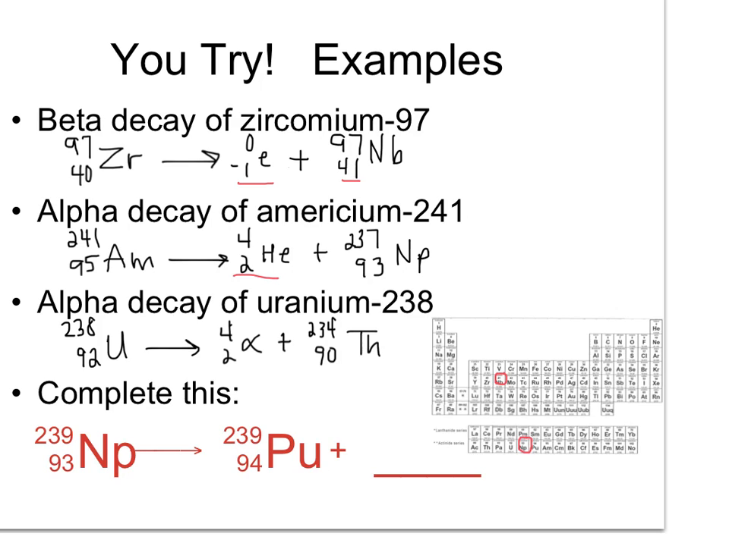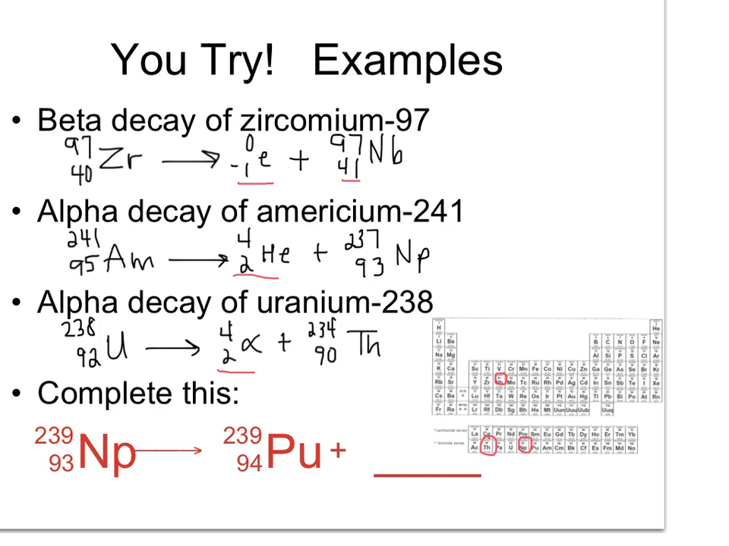In the last example, alpha decay of uranium-238, you're going to put the alpha particle again on the product side, and you can see that this time I'm using the authentic alpha symbol instead of the helium symbol. It still has a mass number of 4 and an atomic number of 2. 238 minus 4 is 234. 92 minus 2 is 90. And if we look up who number 90 is, you can see that that is thorium.